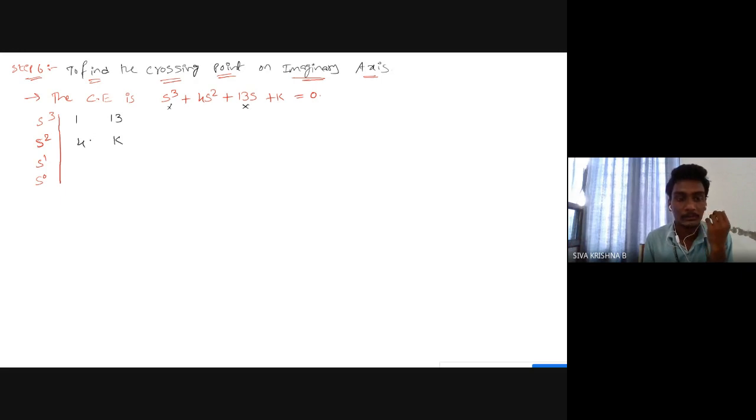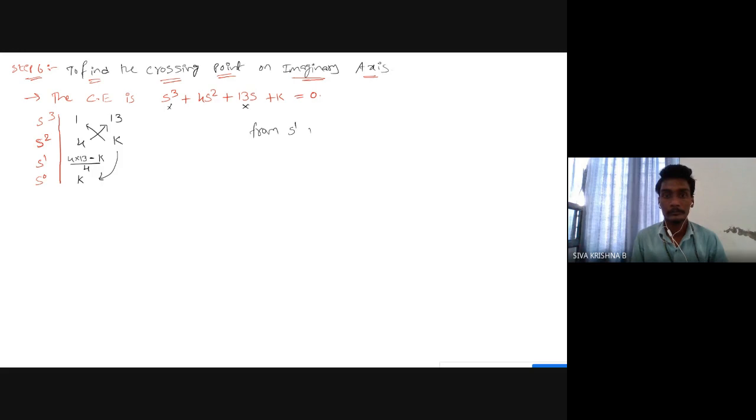So the first term is 4 into 13 minus k, divided by 4, and here it is k, the s power 0 value. So from the s power 1 row, you always assume that the system is marginally stable. Then only you can take it equal to 0. In case you want to assume the system is stable, then you have to assume greater than 0. If it is marginally stable, then you can take equality.